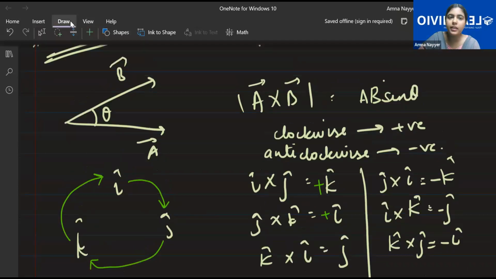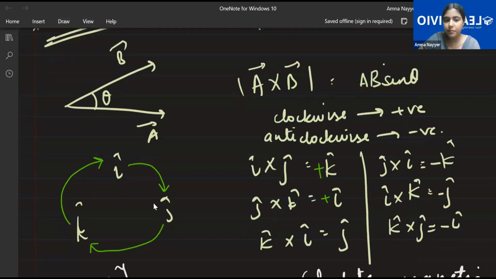Now if we are going reverse, means J cap cross I cap. See, J cap cross I cap, we are going anti-clockwise. So which one is left? K cap, negative. I cap cross K cap is minus J cap. K cap cross J cap is minus I cap. So please be aware about the direction.